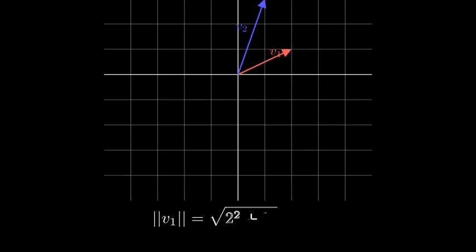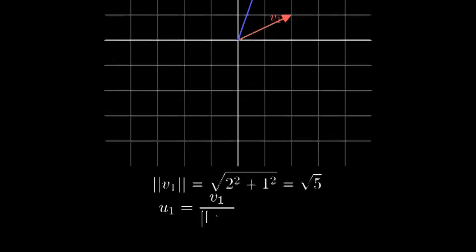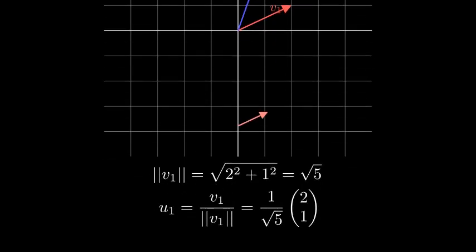We compute the length of v_1 as the square root of 2 squared plus 1 squared, which is the square root of 5. Therefore, u_1 equals v_1 divided by its length, which is 1 over square root of 5 times (2, 1). Step 2 is to orthogonalize v_2 against u_1.